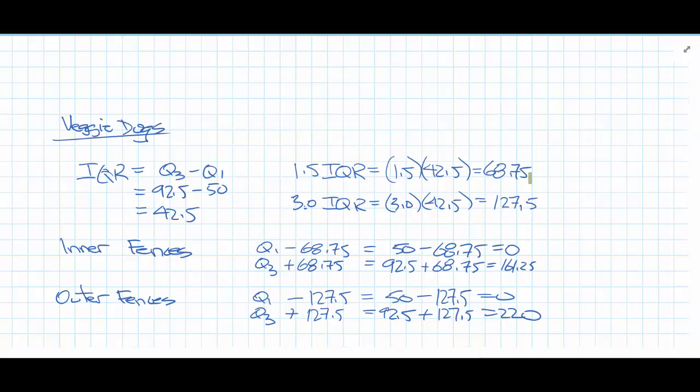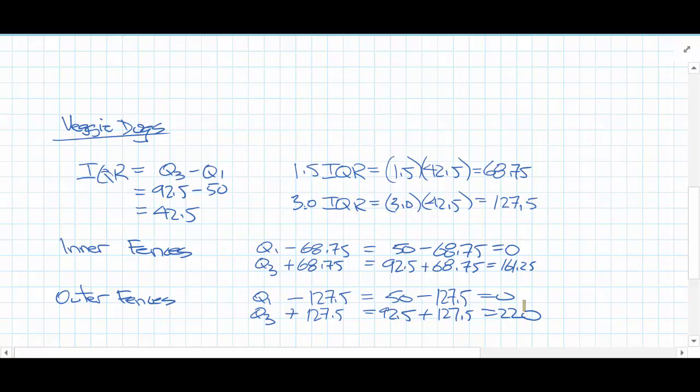So for the lower whisker, for the values below Q1, you take Q1 and subtract 68.75. Well, 50 minus 68.75 is negative, and you can't have negative calories with a hot dog. So realistically, the smallest value we can have for our inner fence is 0, and that means the smallest value we can have for our outer fence is also 0.